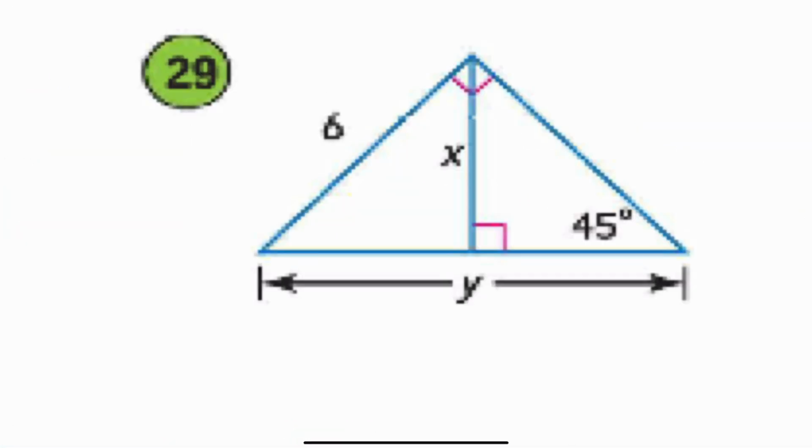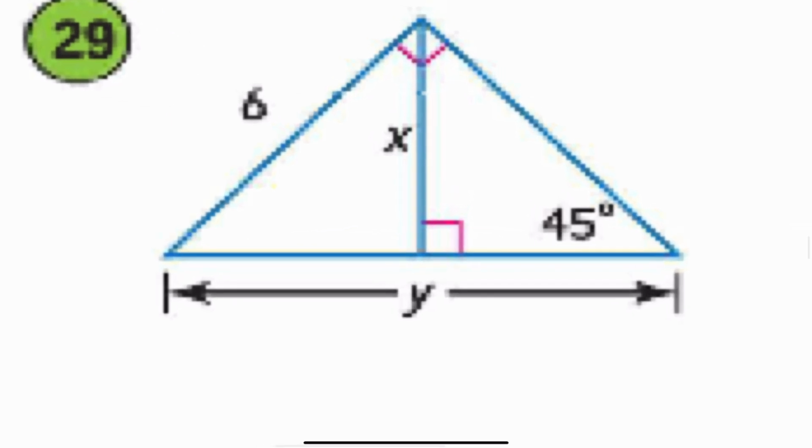Okay, here we go. All right, so for number 29, we can see that we're dealing with two triangles composed as one. But it's the same idea. You're going to be doing some more steps, right? So let's take a look at this triangle over here. We have 45 degrees, 90 degrees. So that means that this angle here has to be 45. Okay, so we have a 45, 45, 90 triangle.